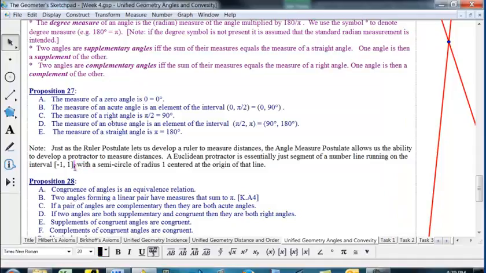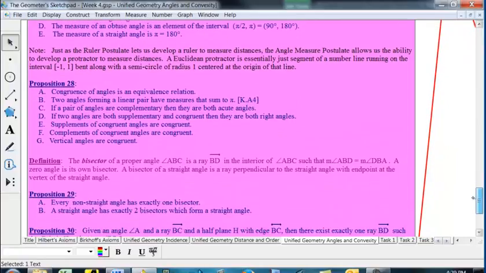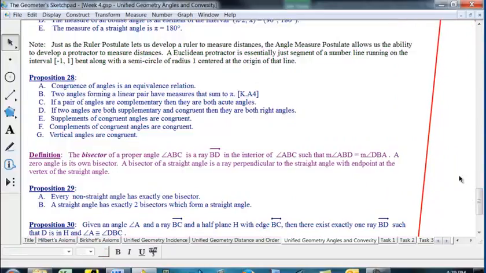Let me just say bent. So we think of that informally that way. So we have some other propositions. Congruence of angles is an equivalence relation. Two angles forming a linear pair have measures that sum to pi. If a pair of angles are complementary, they're both acute angles. If two angles are both supplementary and congruent, they're both right angles. Supplements of congruent angles are congruent. Complements of congruent angles are congruent, and vertical angles are congruent. So that's a basic proposition, or several propositions, about angles that are put together.